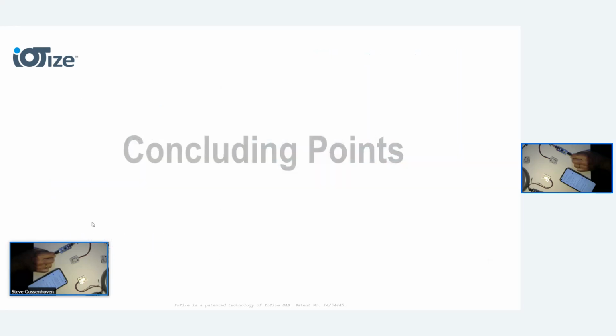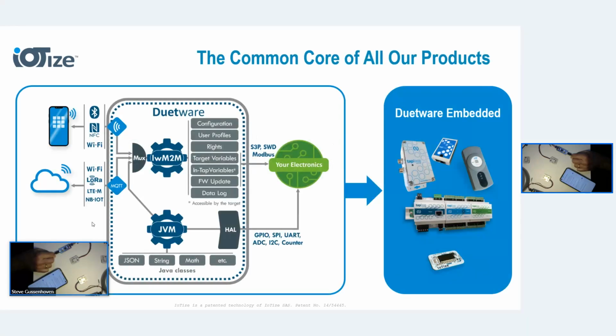So just to wrap this up, a few concluding points, things to remember as you go forward. The core of the features I've just shown you is a common core, Duetware, that's used in all of our products, that gives you pre-implemented features and allows you to use those features in everything from industrial wireless devices like these to a wide variety of wireless modules that cover NFC, Bluetooth, Wi-Fi, LoRa, and coming soon LTE and NB-IoT.